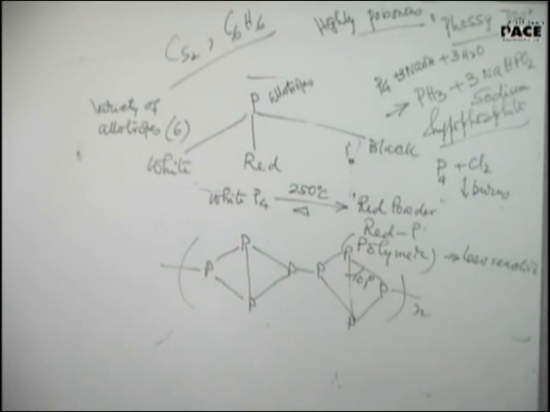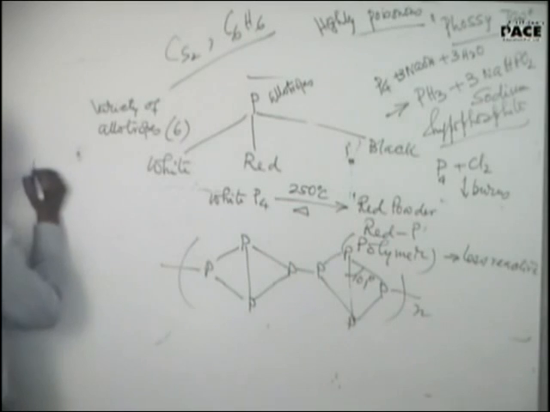In white phosphorus, there was acute angular strain of 60 degrees. Now the angle has widened to 101 degrees, so the angular strain has disappeared and it has become a polymer. Since it is a polymer, you have to break a large number of bonds, so the molecule becomes less reactive than white phosphorus.